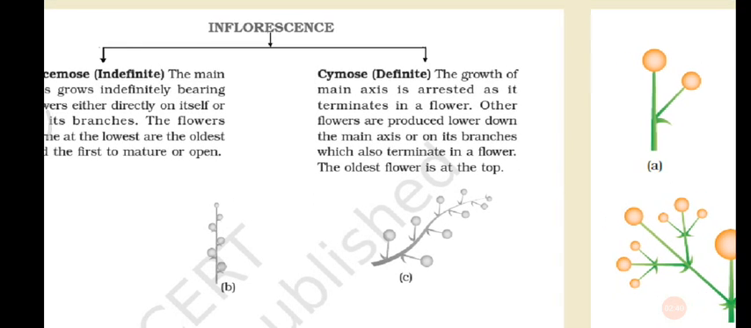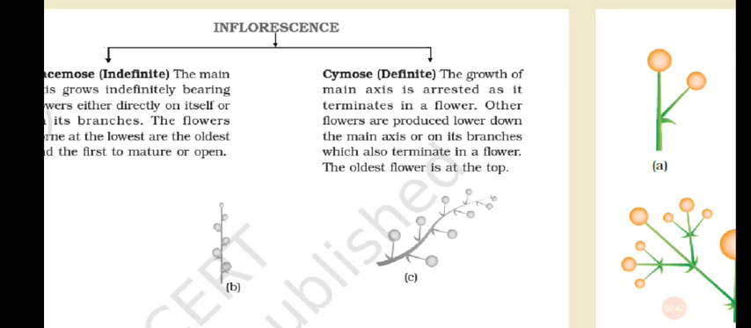Now, when it comes to cymose, it is the opposite. The growth of the peduncle always ends with a flower. The growth of the peduncle is terminated or arrested or stopped or ended with a flower, where the flower arrangement is basipetal. Basipetal means reverse of racemose, older flower at the apex, younger flower at the base.